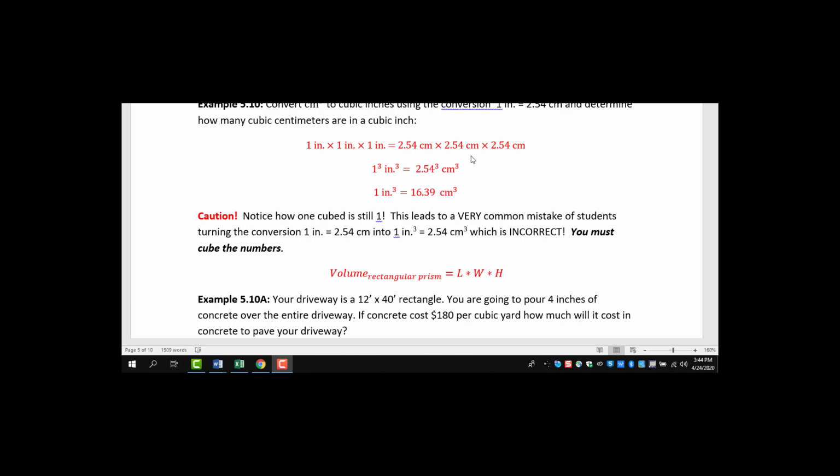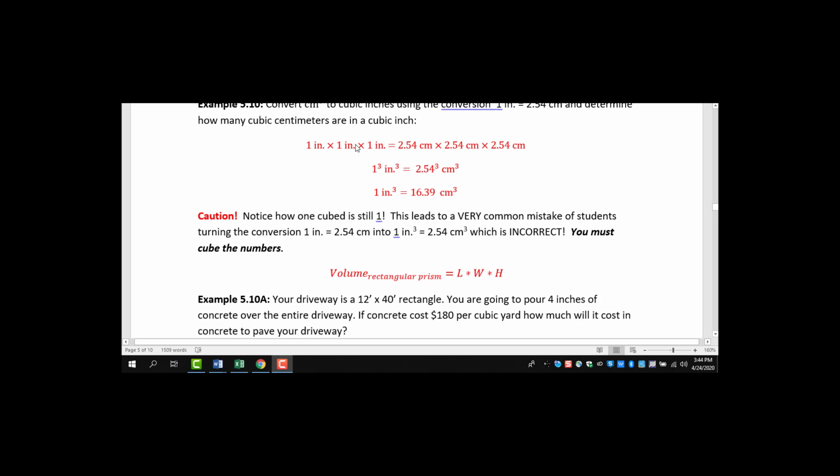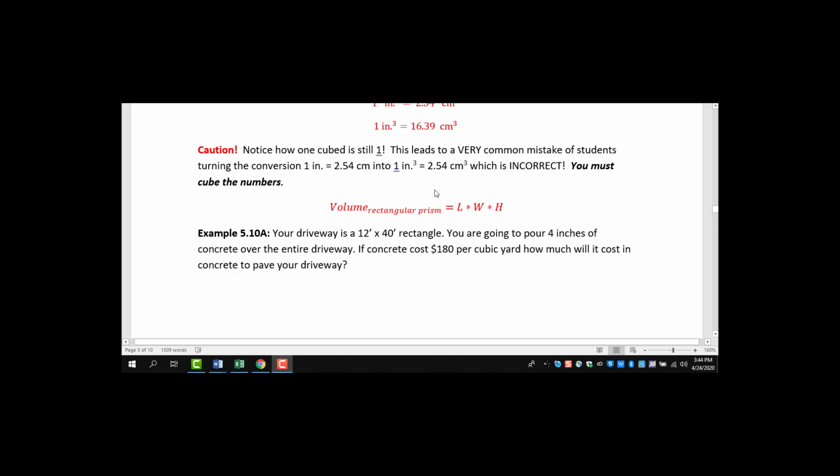So that's how we're moving from length to volume. Notice how 1 cubed is still 1, because 1 times 1 times 1 is 1, right? This leads to a very common mistake: turning the conversion 1 inch equals 2.54 centimeters into 1 inch cubed equals 2.54 centimeters cubed, which is totally incorrect. You have to cube the numbers, not just the units, but the numbers.